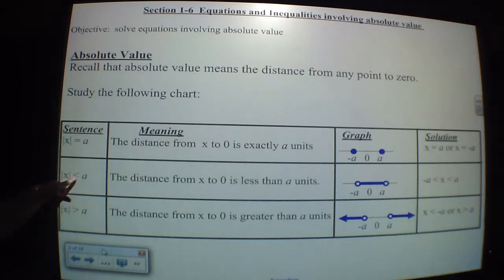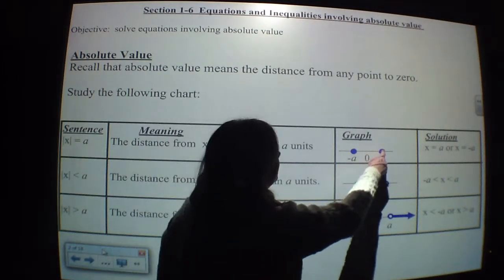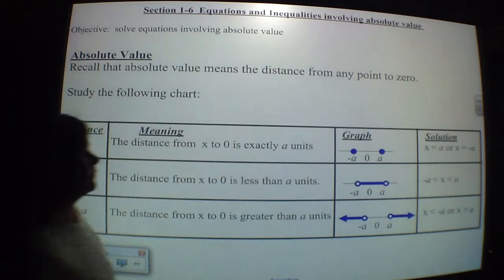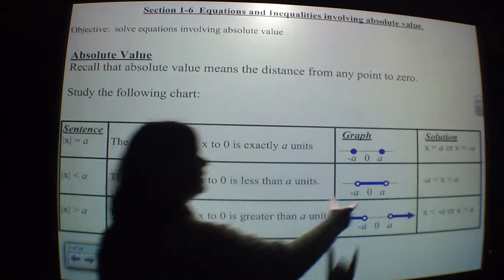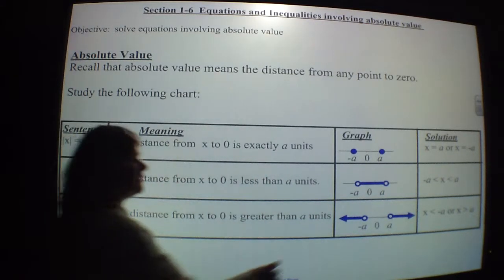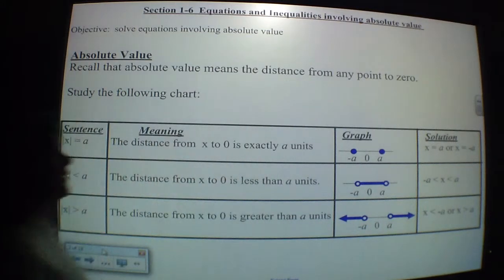Absolute value of x less than a means the distance from x to 0 is less than a units. And here, x to 0 is greater than a units. And here's the graph of it. That's equal to a, so you're a units away. Less than a would be somewhere in between there. Greater than a would look like that, okay?